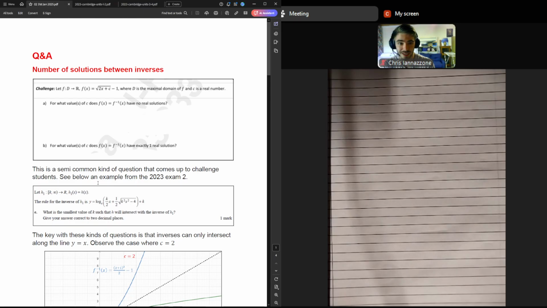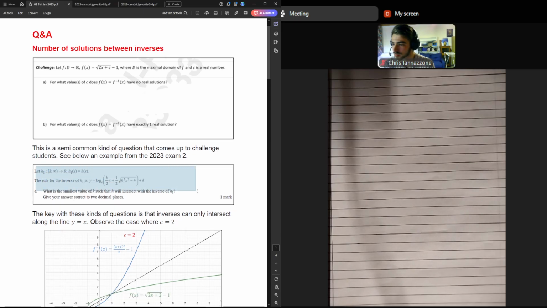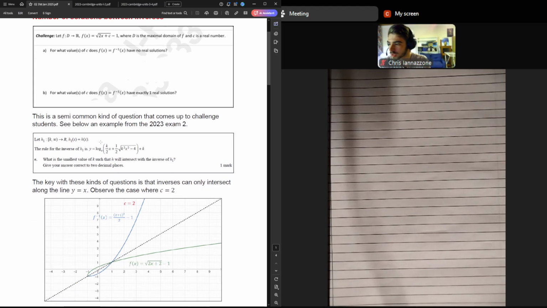So what I've got here as an example is in fact one from the 2023 exam 2. Something very similar happened where you have some function, h of x, which isn't shown here, and you're told the inverse of that function is equal to this, and we're told to find k such that we have an intersection point. So it's a common thing that comes up not just in the book, but also in an exam situation as well.